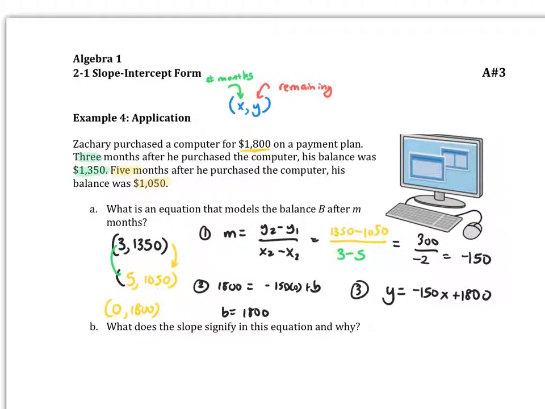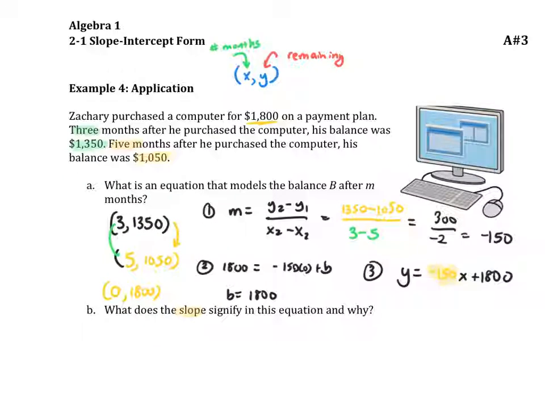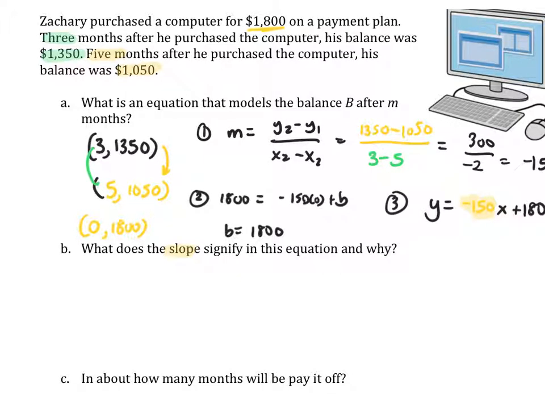Now, next question. What does the slope signify in this equation? What does that represent right there? Slope. What does slope here mean? Well, my slope is 150 with a negative. But what's the units? Well, it turns out it's dollars per month. So what does that mean? That means Zachary is paying $150, and the paying part, the negative, is the paying part per month.